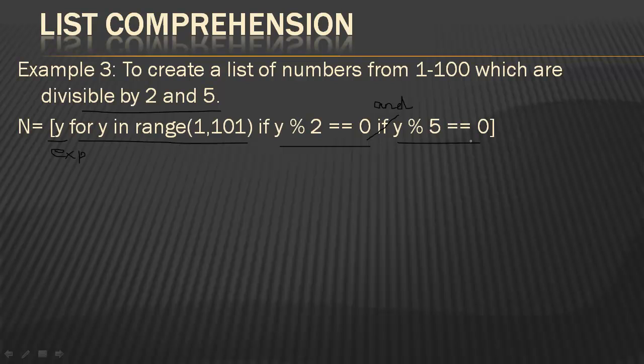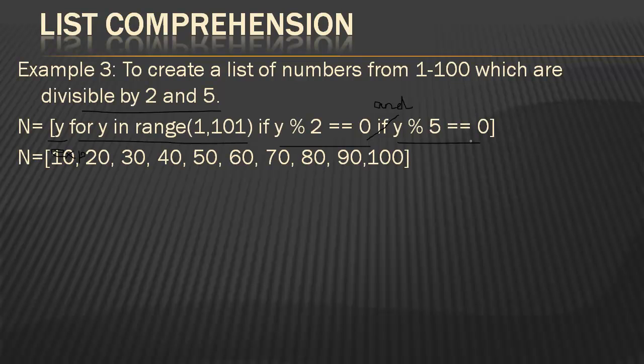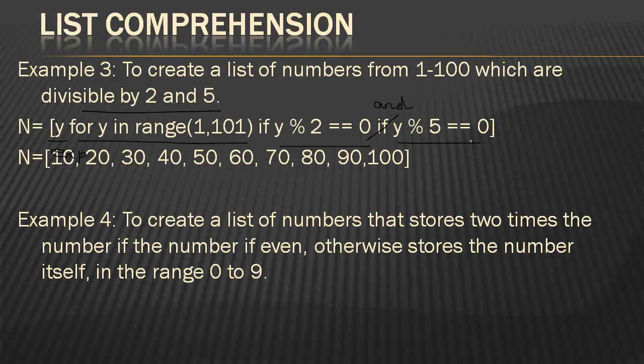Okay, let's look at, now this was just having a condition like an if. What if you have an if this is the case, do this, otherwise do this, the if else concept? Then in that scenario, okay, the output for this would definitely look like this. Then in that scenario, I'm going to show you an example 4. It says, create a list of numbers that stores 2 times the number if the number is even. Otherwise, you store the number itself. So that means you'll have to check whether it's even or whether it's odd. And the range is from 0 to 9.